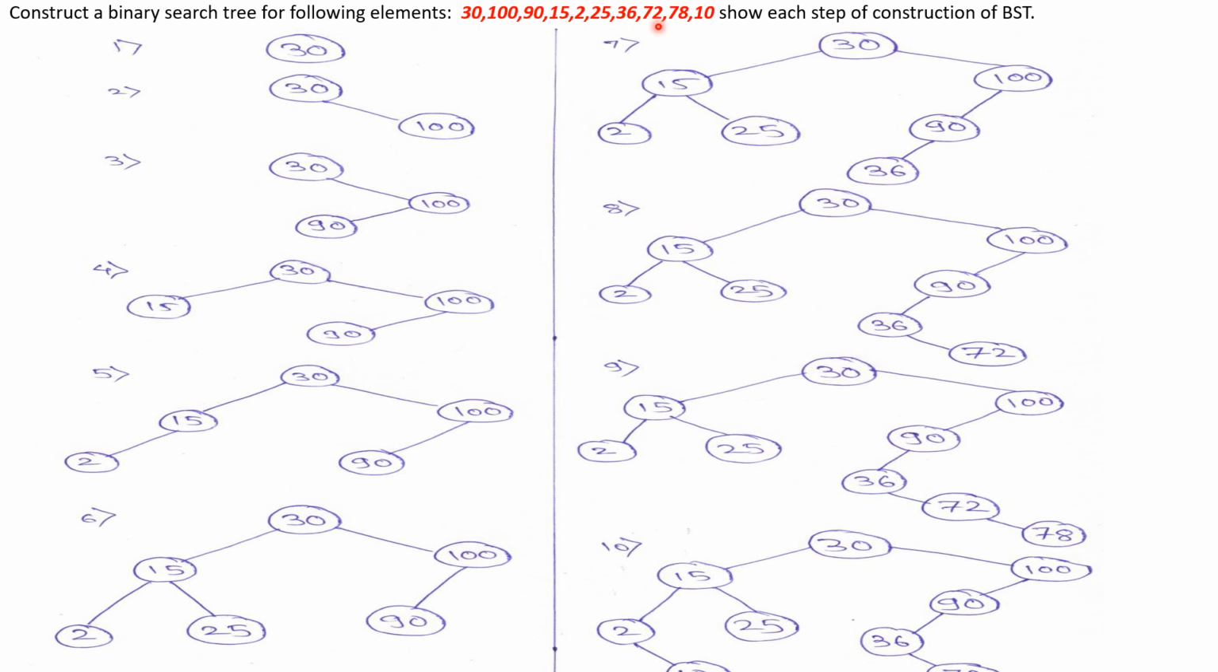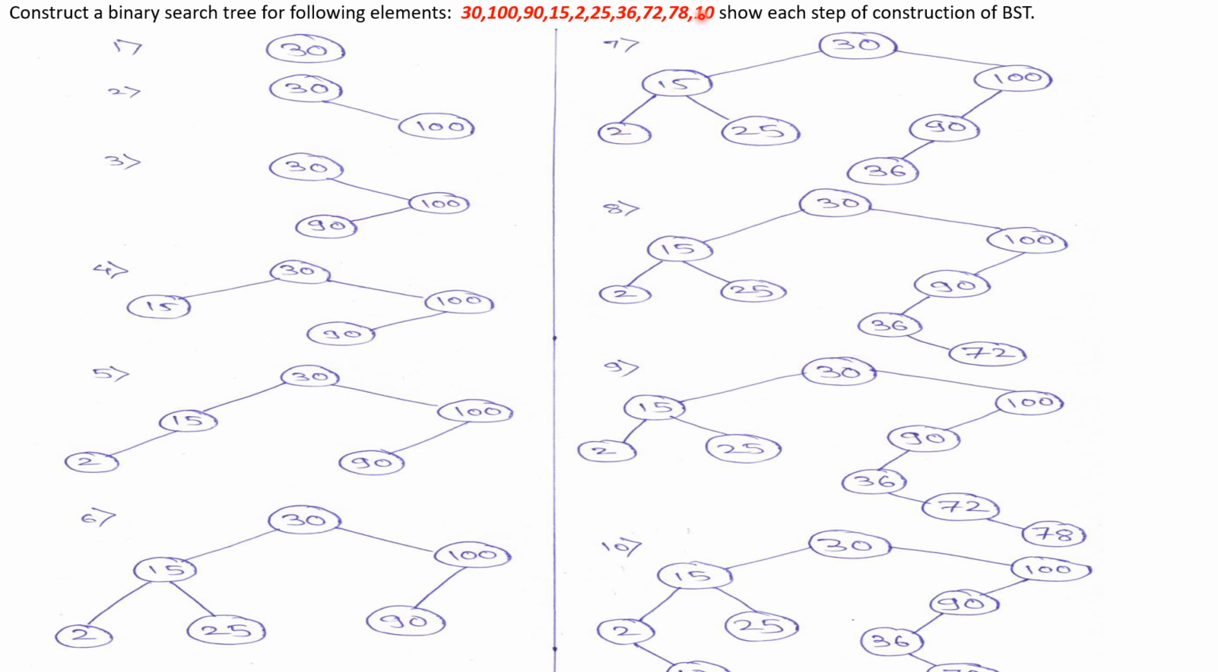Then 72. 72 is greater than 36, so it will be on the right side. Then 70. 70 is less than 72, but it is on the right side of the tree. Then 10. 10 is less than 30. That's why it is on the left side.